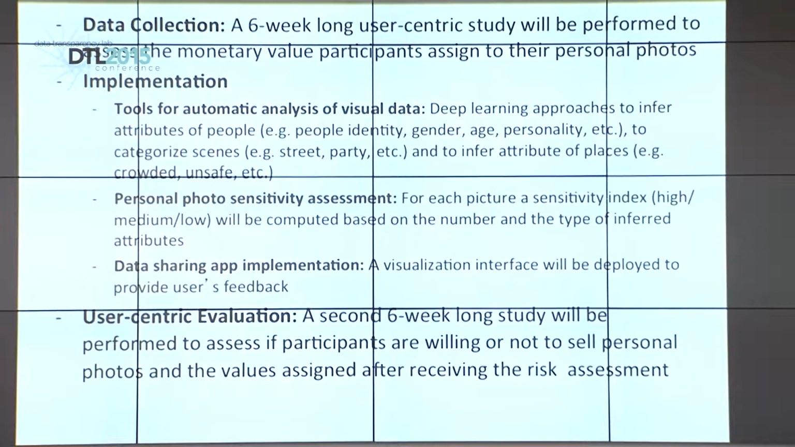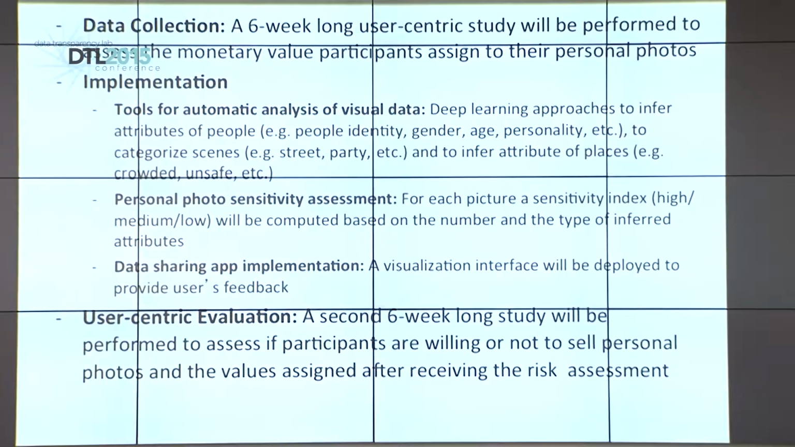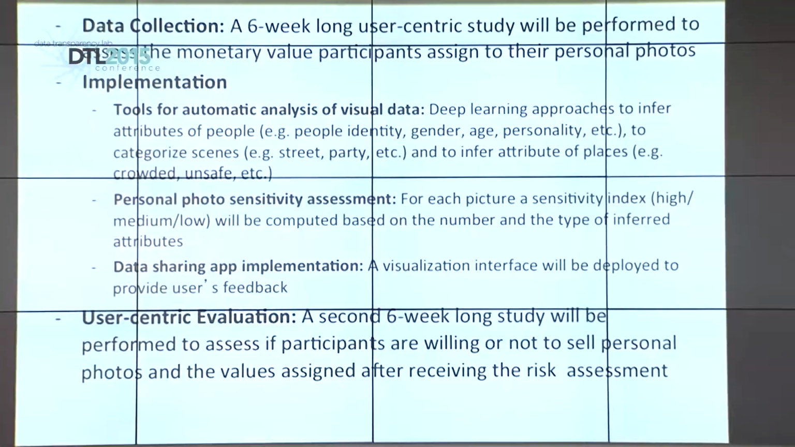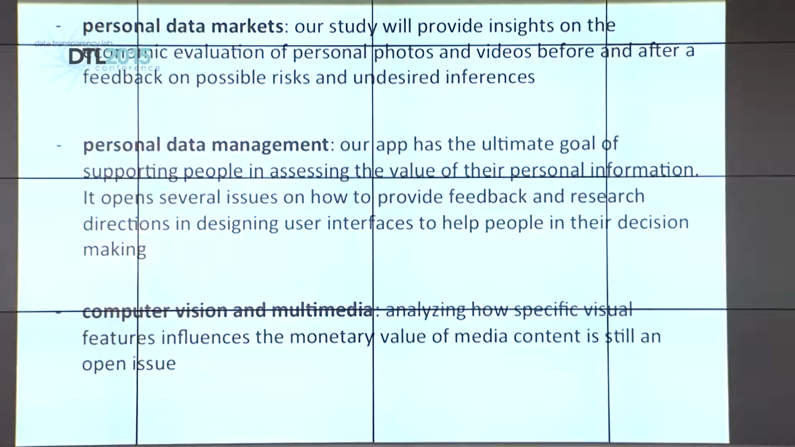And this is the work plan. First collecting some data without having any kind of feedback, then implementing a feedback using deep learning and computer vision techniques to understand things about people. So there are studies, also my study, that show that you can infer personality of people with an accuracy around 80% from the Facebook profile picture. And then having a personal photo sensitivity assessment and a second study where we run a user-centric evaluation and we look at the monetary evaluation when we give this risk assessment.